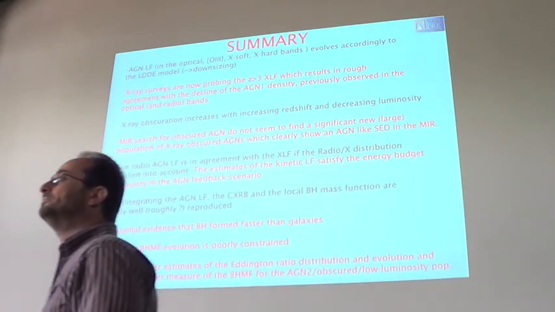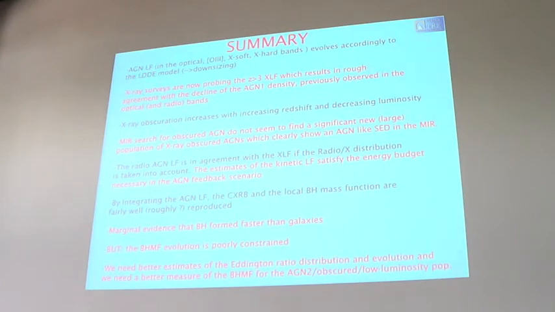I wonder if you can comment on the tension between the results from X-ray surveys, which show a steep decline of the type 2 fraction with luminosity, and the radio, infrared and optical surveys, which show basically a flat 50-50 ratio between type 2s and type 1s, going all the way to the highest luminosity.